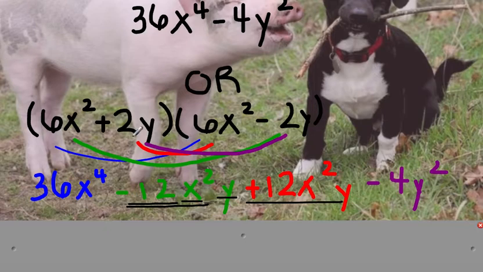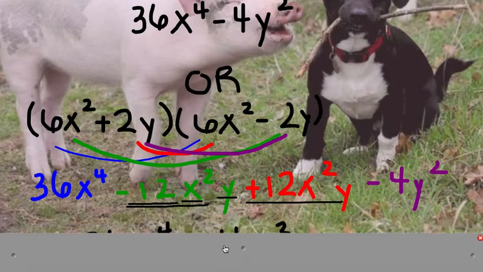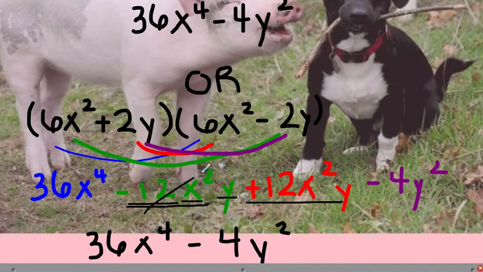And then similarly, we have positive 2y times 6x squared. We'll get positive 12. We have our x squared here and our y here. And you always want to write it with the highest degree first, so that's why I have the x squared coming first in front of the y. But it doesn't matter in the end because these two are going to actually cancel out. And we're left with 36x to the fourth minus 4y squared. So that's what we got for that answer.